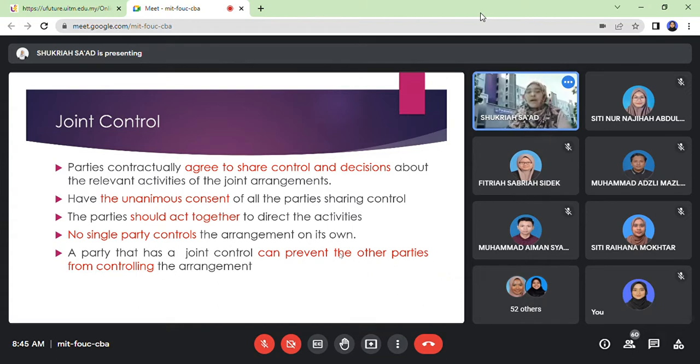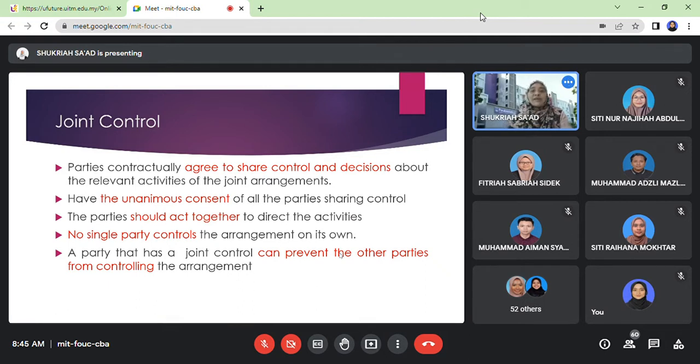Okay, this is because, if you still remember, in order to have a joint arrangement, all these joint controls have been highlighted in the contract. The contract will specify how many percent of control member A should have, and the same goes for B and the other members as well.